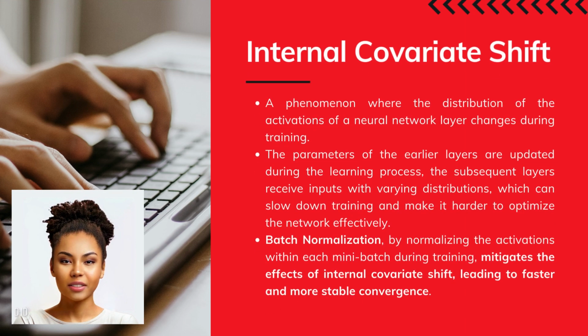Now we will dive into a fascinating phenomenon that affects the training of neural networks. It's called internal covariate shift. This term describes the scenario where the distribution of activations within a neural network layer undergoes changes as the network learns. Picture this: during training, the parameters of the earlier layers are continually updated. However, this dynamic process leads to varying distributions of inputs for subsequent layers. This variance can impede the training process, causing slower progress and complicating effective optimization of the network.